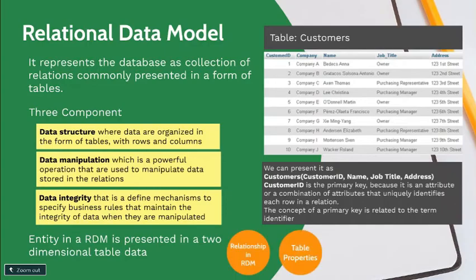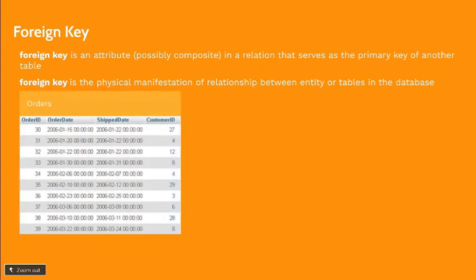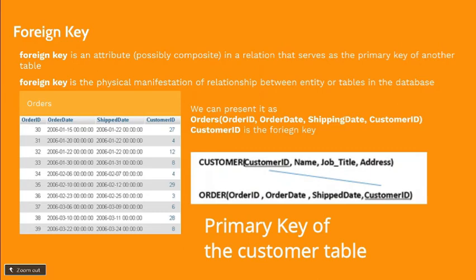In the relational data model, identification of the foreign key is also important. A foreign key is an attribute in a relation that serves as the primary key of another table. A foreign key is typically the physical manifestation of the relationship between entities or tables in the database. For example, I have here orders. We can represent it as orders having 4 fields, and our customer ID is the foreign key because customer ID is the primary key of the customer table.